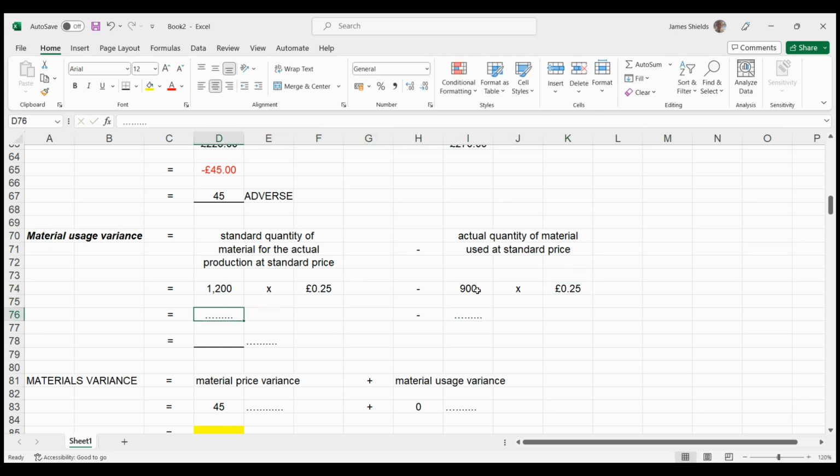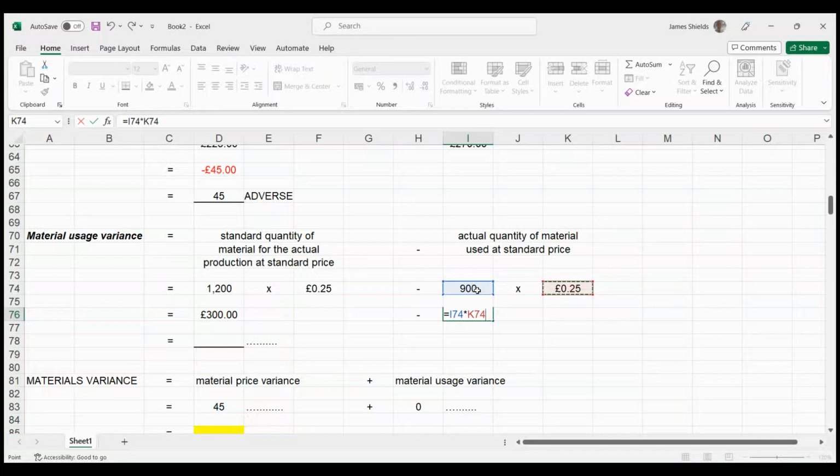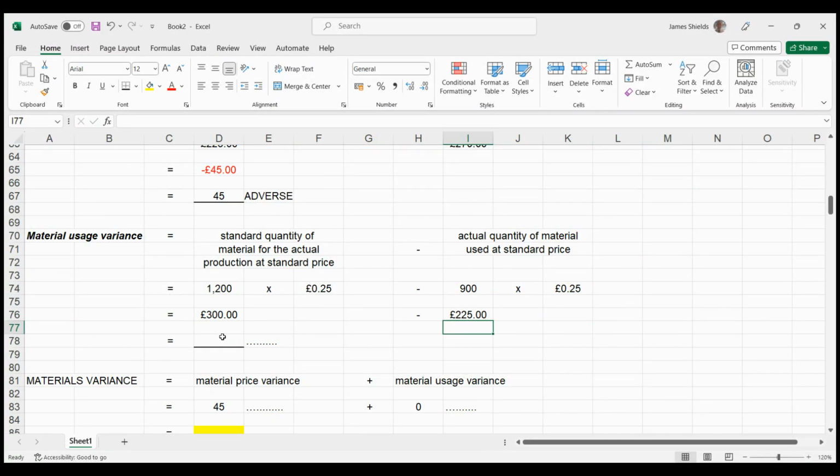So do the calculation now. You've got 1,200 times 25p gives us £300. Take away the 900 times 25p, and that is £225. So the difference between the standard quantity of material and the actual quantity of material at the standard price is going to be the £300, take away the £225, and that is going to be £75. So the standard amount was 300 and the actual amount was 225. So again, the actual amount is less than the standard, so it's in our favour. So it's going to be £75 favourable.